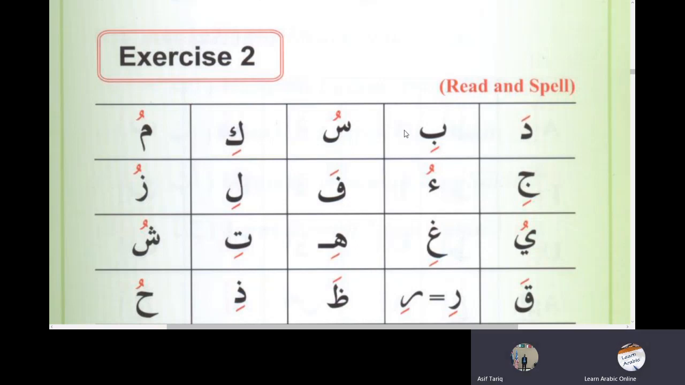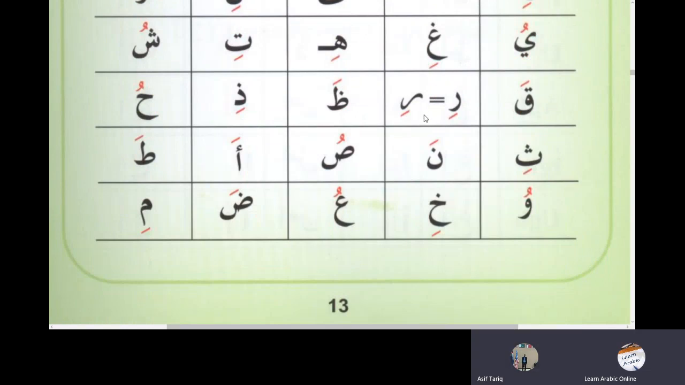Da, Bi, Su, Ki, mu, ji, u, fa, li, zu, yu, li, hi, ti, shu, fa, we, wa, za, hu, si, na, su, a, to, wu, qi, ru, mi.